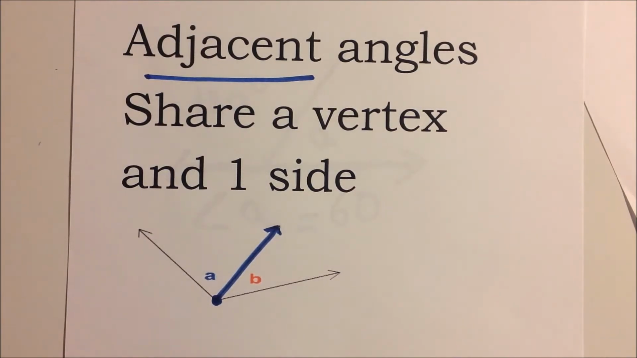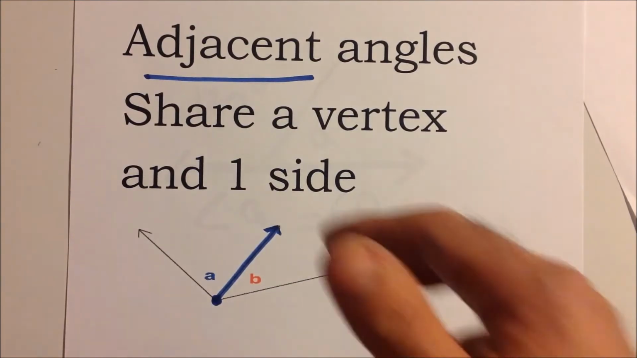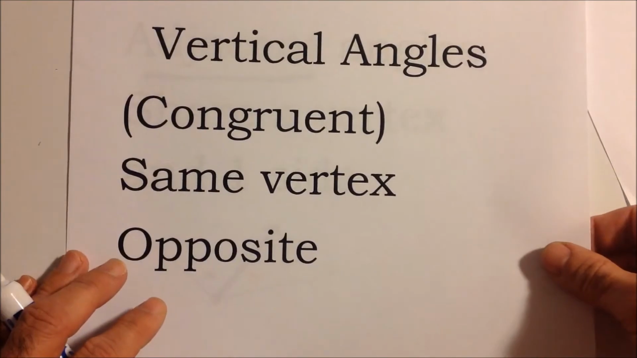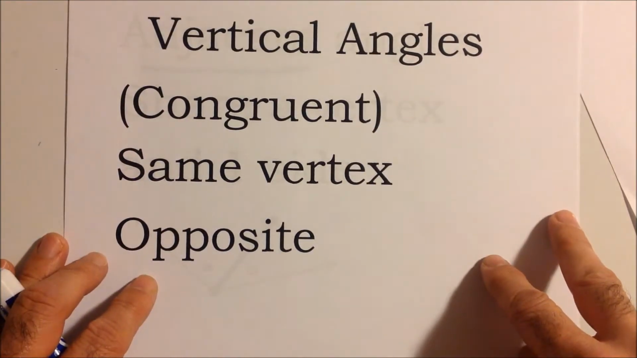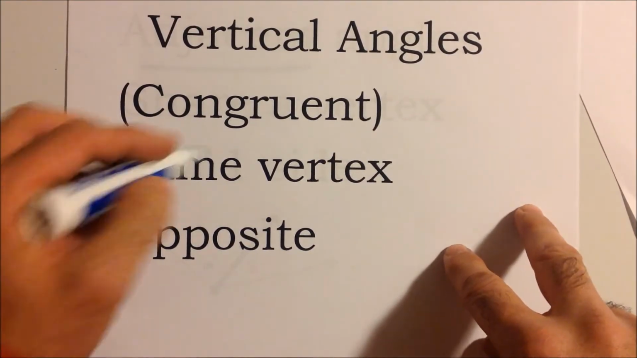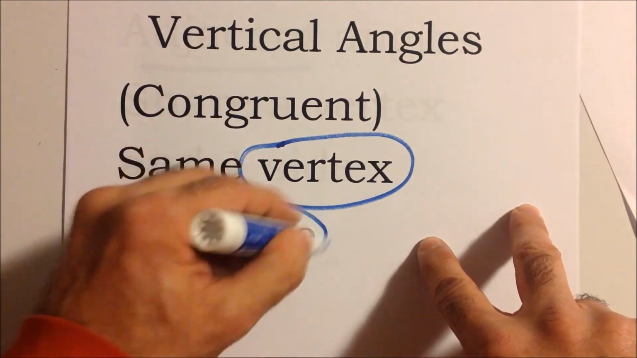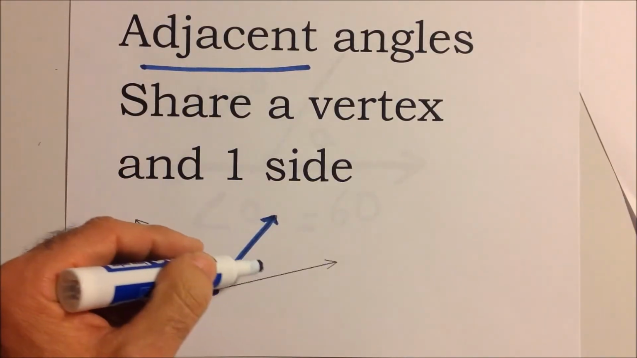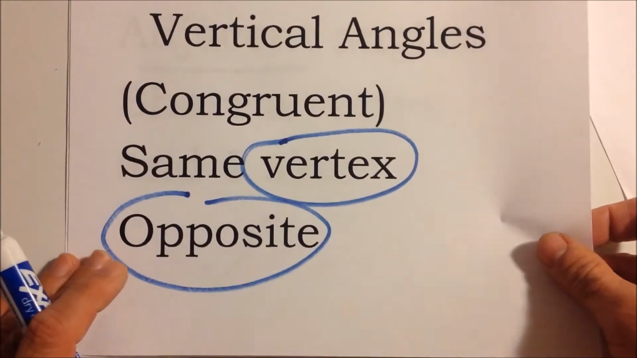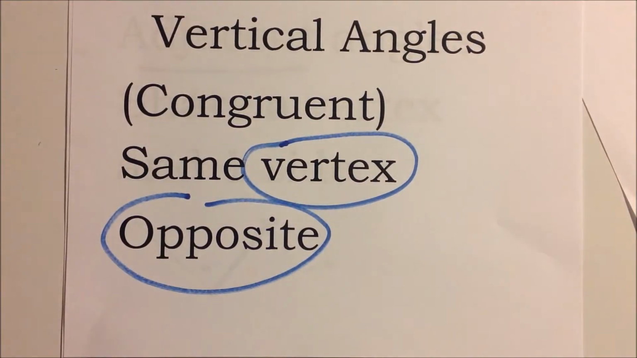Then we have vertical angles. Vertical angles are congruent. We should know the word congruent. Congruent means same shape, same size. Vertical angles are the same shape and same size. They have the same vertex and they're opposite each other. Remember, with adjacent angles, they're next to each other. With vertical angles, they're opposite each other.